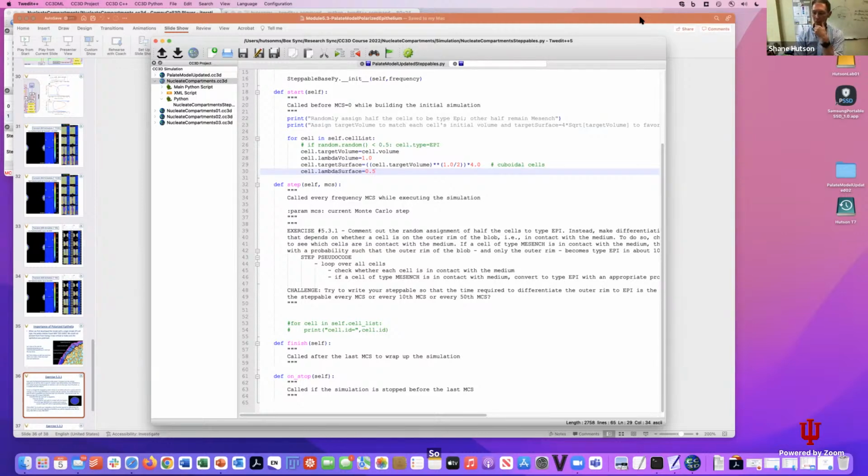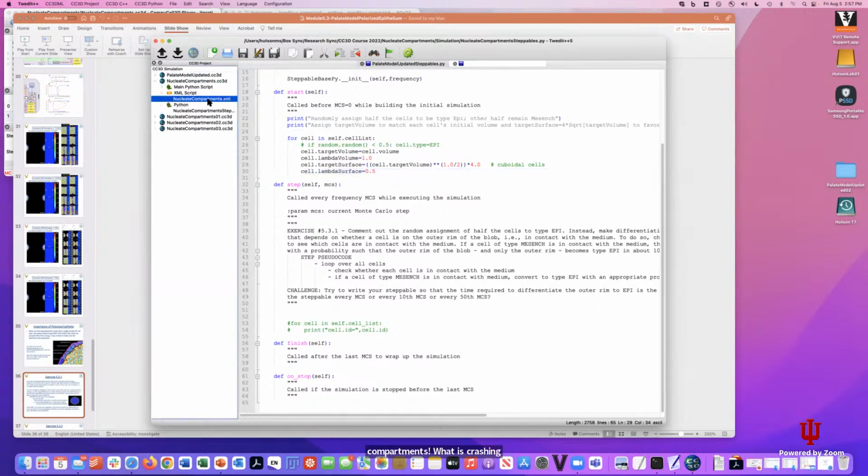So James says he's having trouble running the example. One thing different about the example is that it does have an XML file. I completely eliminated the XML file on the Palette model, but this one does have an XML script. I wonder if there isn't a one-character typo in the XML. It's odd because people were having trouble running the full model on the newest version of CompuCell, but it runs on NanoHub just fine. But the nucleate compartments one is crashing for me on NanoHub. I don't know if anybody else is able to run it.